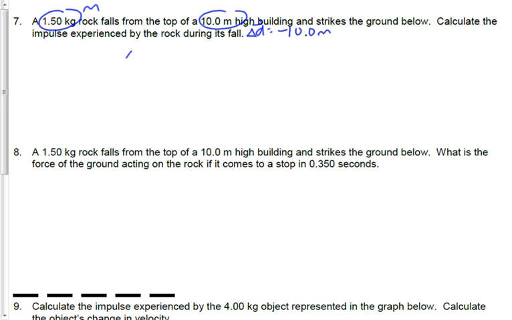Okay, we're looking for the impulse that it experiences during the fall. Okay, let's get the velocity of this rock when it strikes the ground at the end of the trip. Vf squared is equal to vi squared plus 2ad. Now it falls from rest. It should say from rest, but that's what I meant.